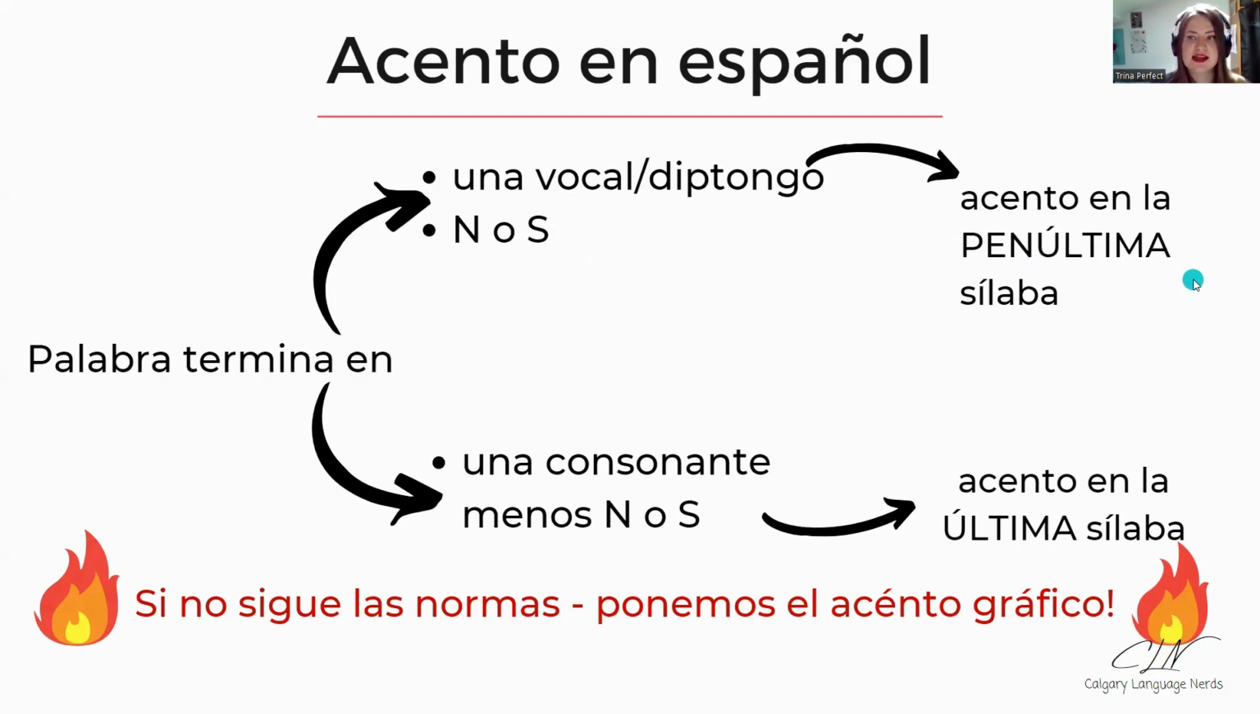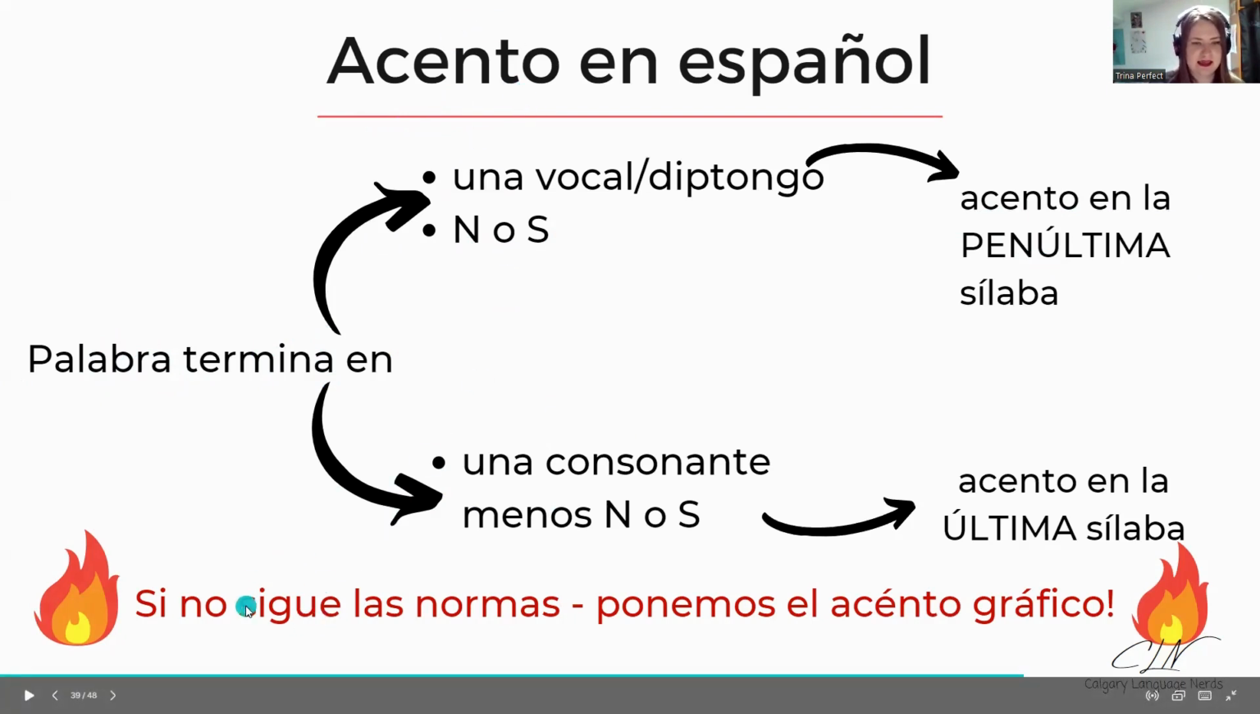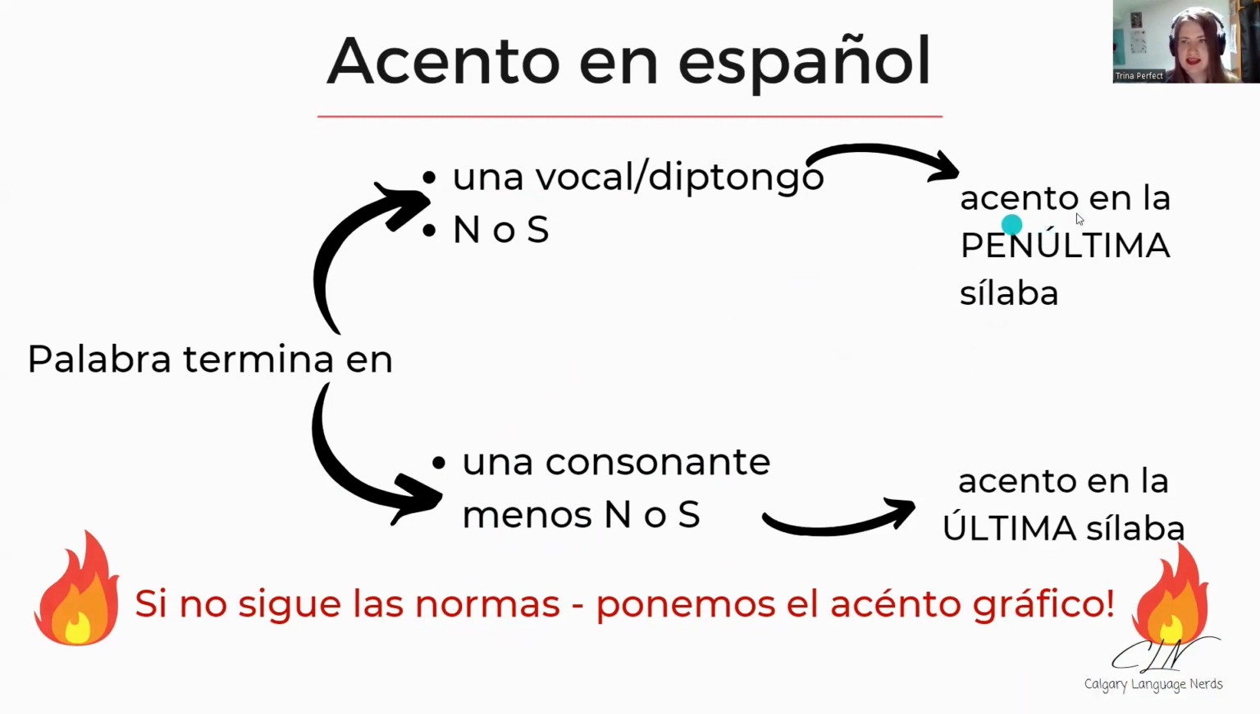What does it mean, penúltima? It's one before last. Yeah? For example, palabra, one before last. Termina en a, it's a vowel. Mismo aquí, acento, one before last. So, all of these words, as you see, we're going to put the accent if it ends with a vowel or a diphthong or an N or S, out of all the consonants, these two, we're going to put the accent on the one before last.